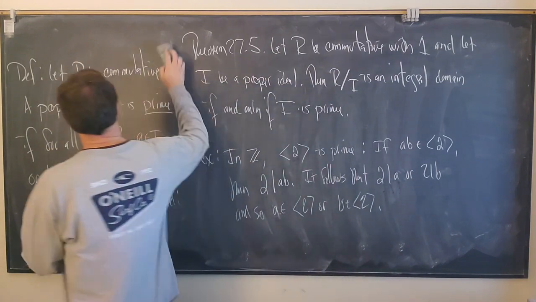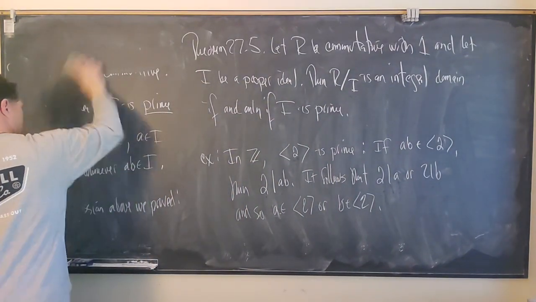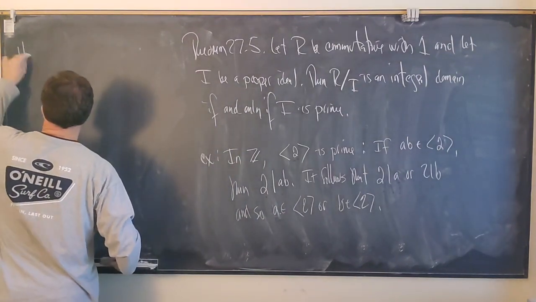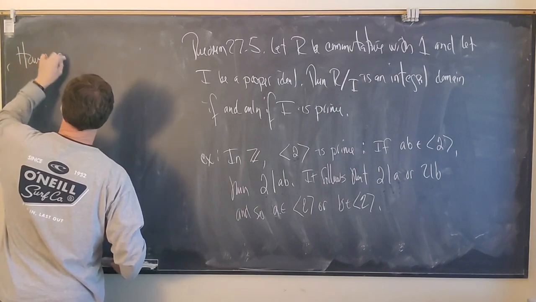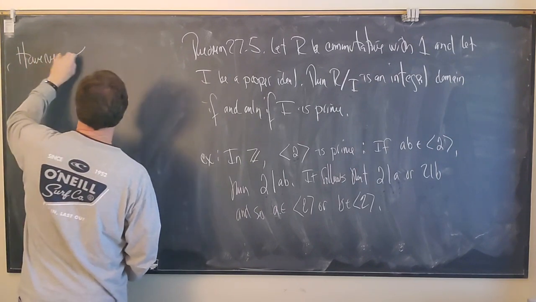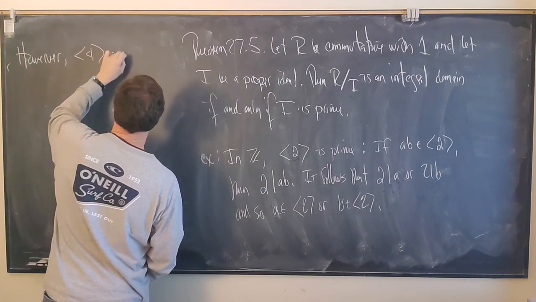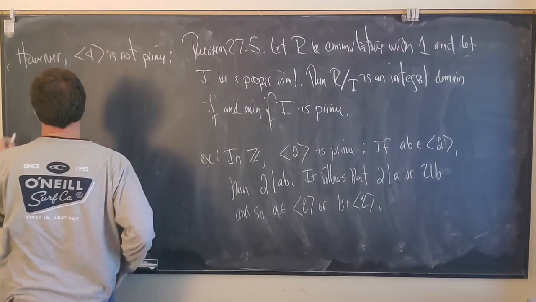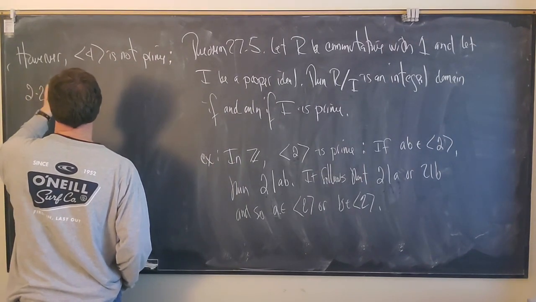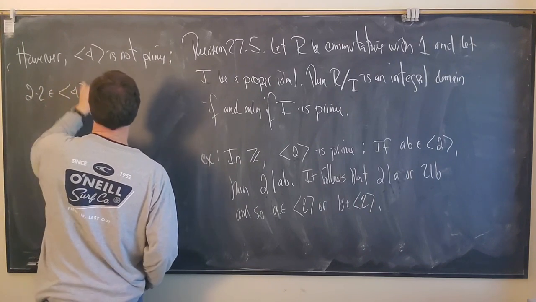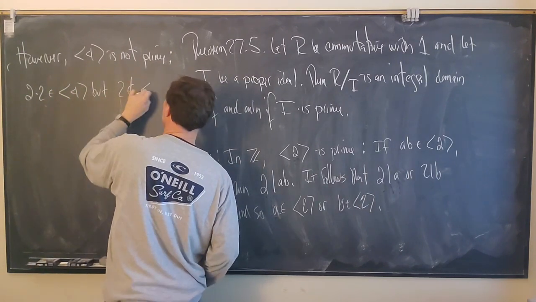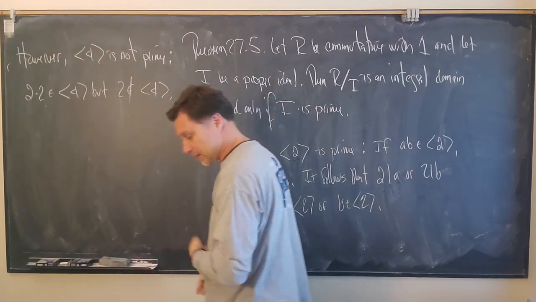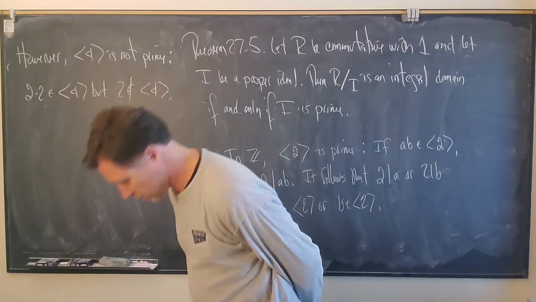However, all right, so still working in the same example, so we're still in Z. We can say, however, the ideal generated by 4 is not prime. Why is that? Well, 2 times 2 is an element of the ideal generated by 4, but 2 is not in the ideal generated by 4, right? So we have a product of elements living inside the ideal, but neither of the two factors is in there.